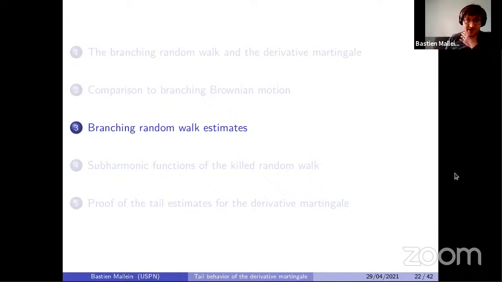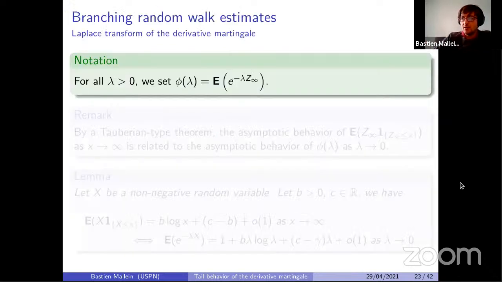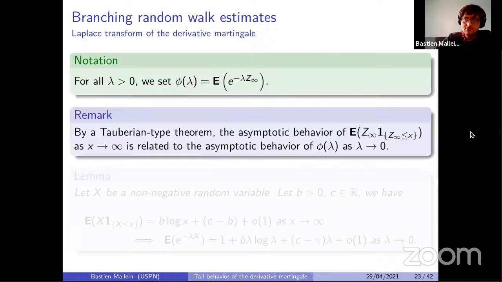So now let's get back to the branching random walk, and how we obtained our results on the tail of the derivative martingale. What we did is that we looked at the Laplace transform of the derivative martingale Z infinity. What I'm claiming here is that the asymptotic behavior of this quantity as x goes to infinity is tightly related to the asymptotic behavior of phi of lambda as lambda goes to 0.